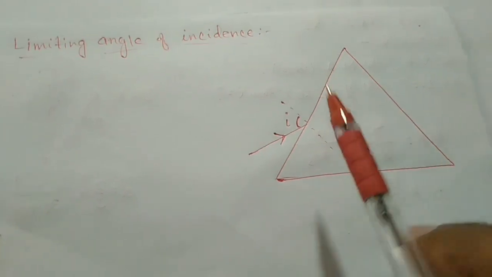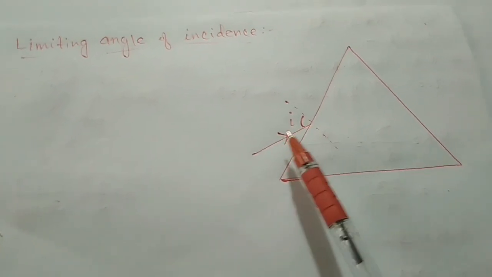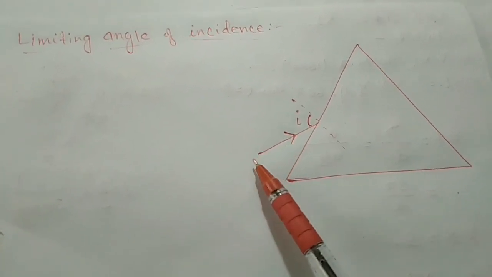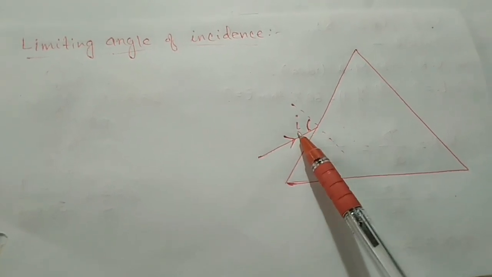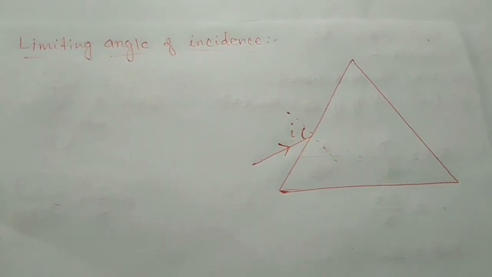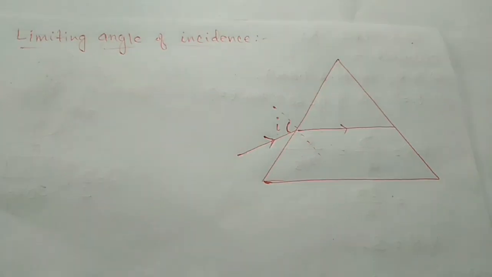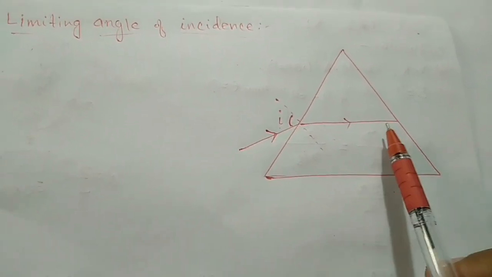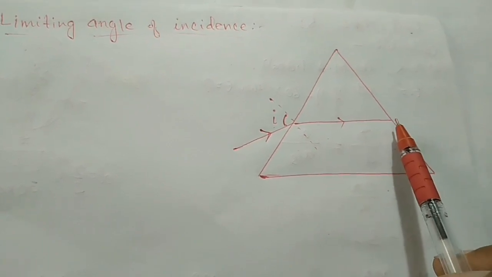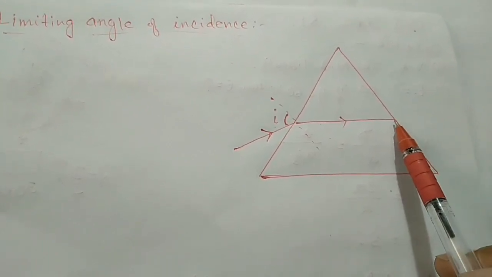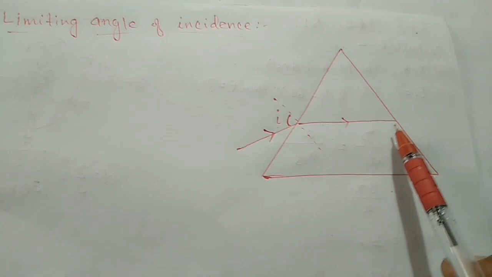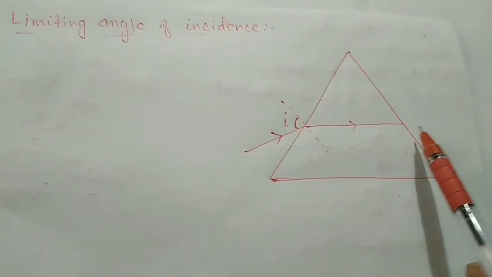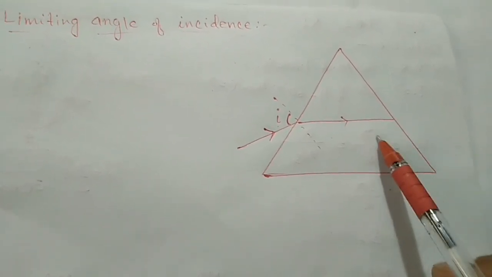Suppose a prism has refractive index n. The incident light comes with the angle I, and then it suffers refraction. Now the light is going from denser medium to rarer medium. Whether refraction, or the light will graze, or total internal reflection, whatever will happen, the phenomenon depends on the angle of incidence here.